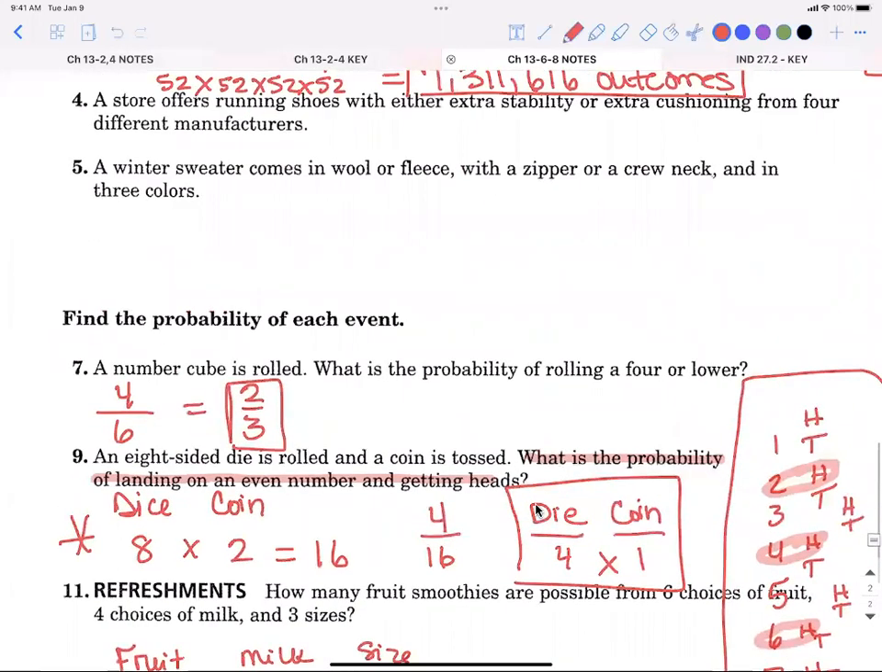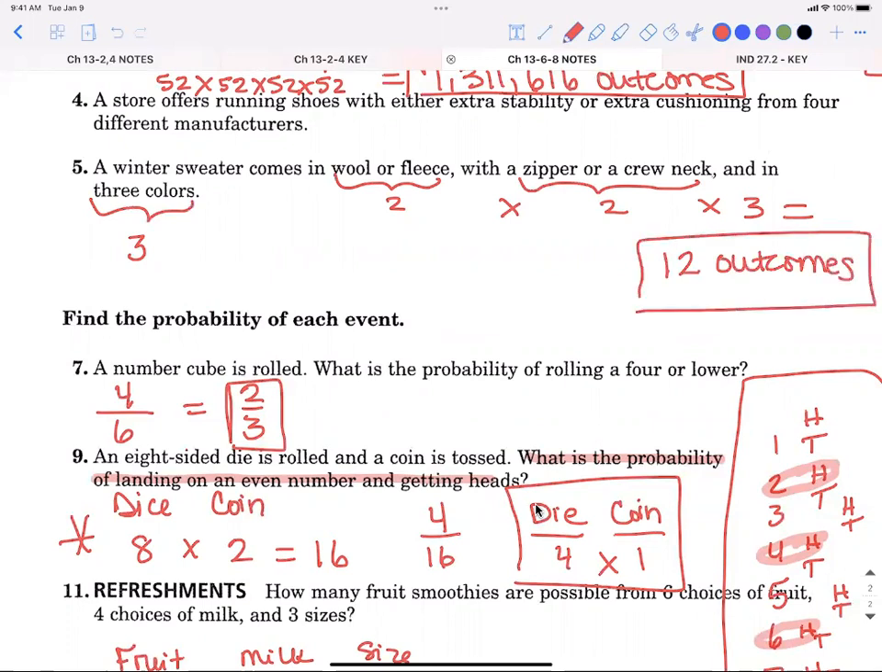And we've got time, so I'll just run over this real quick. You've got a sweater that comes in wool or fleece. Okay, there's 2 outcomes there. It comes with a zipper or a crew neck. There's 2 outcomes there. And it comes in 3 colors. So you can have wool or fleece, zipper or crew, and then times the 3 colors. And so your possible outcomes here would be 12 outcomes.